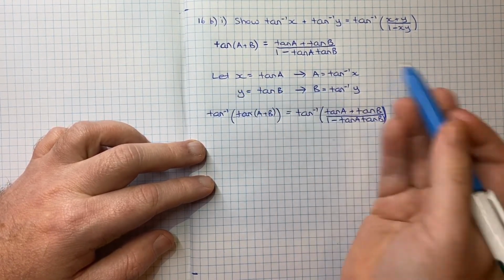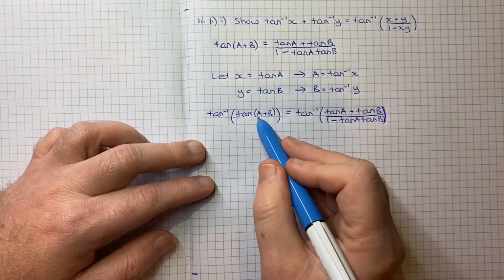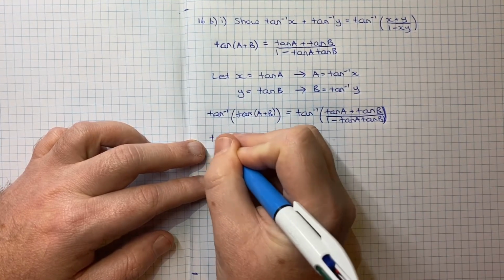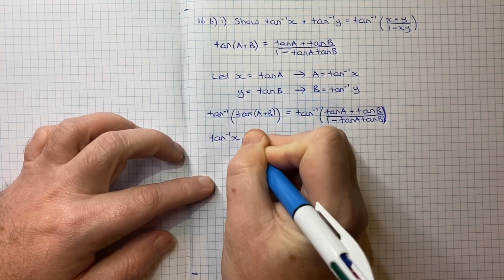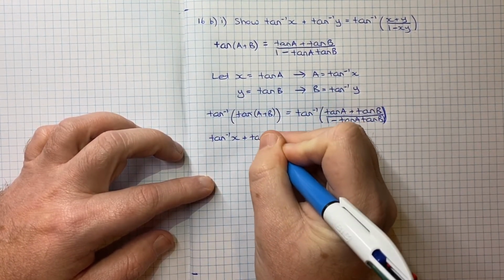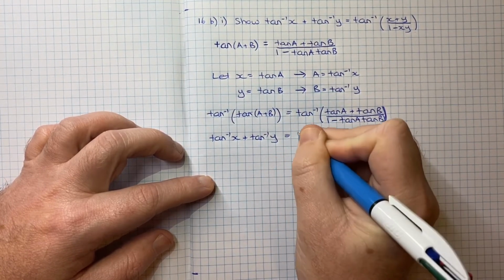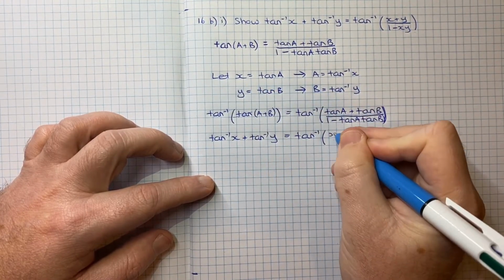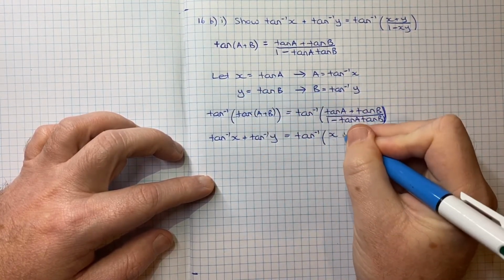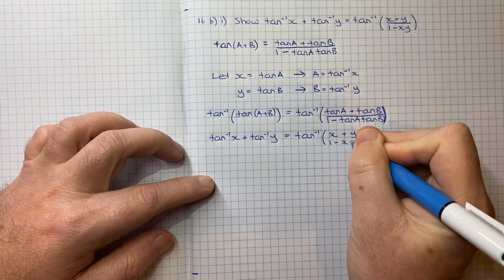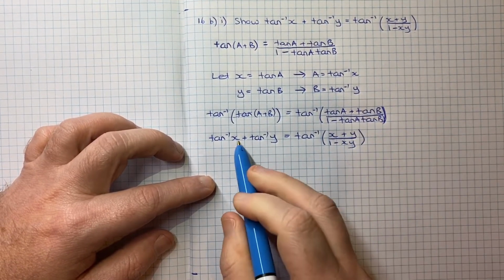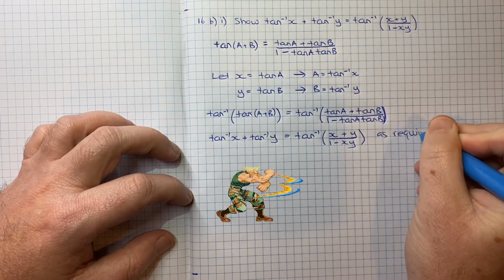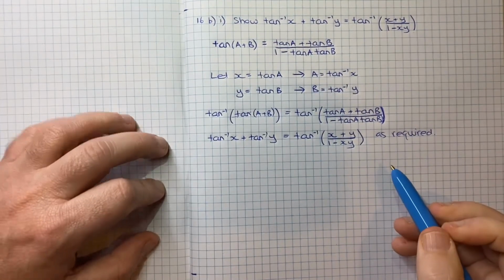And we can just insert our x and y. So A plus B, well, A is the inverse tan of x, plus B, which is the inverse tan of y, is equal to the inverse tan of, tan A is just x, tan B is just y, over 1 minus x times y. And that's exactly what we were asked to show, as required. So there you have it for part 1.